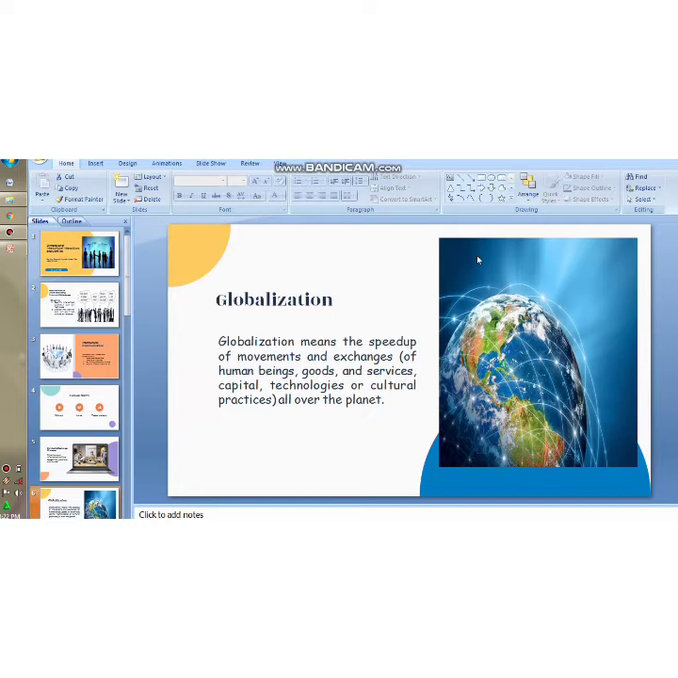The next is globalization. Globalization means the speed up of movements and exchange of human beings, goods and services, capital, technologies or cultural practices all over the planet. Globalization is increasing the volume and intensity of interpersonal interactions. I think all of us are feeling it no matter where we are listening to this lesson. It's ever more important to be aware of how to negotiate such interactions, to harness the power of global resources. Technologies have been primarily used only in the last 15 years and have allowed great intimacy between people around the world. With that intimacy comes an increase in transaction volume and intensity.